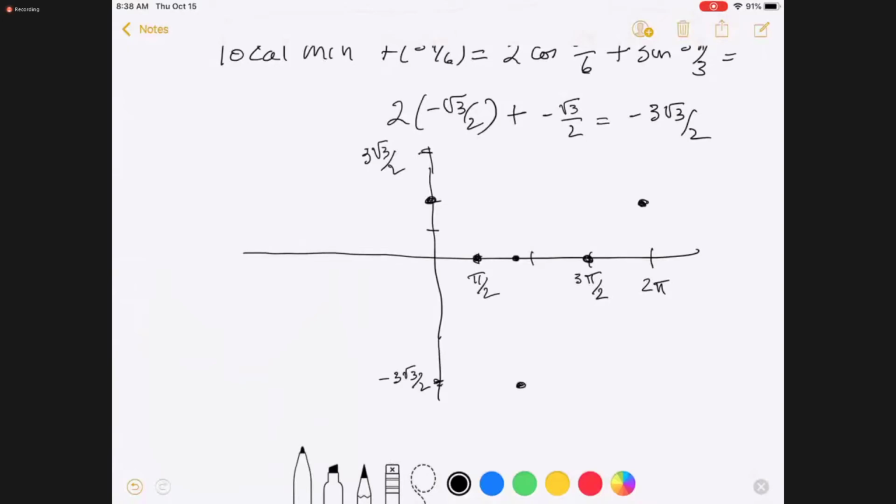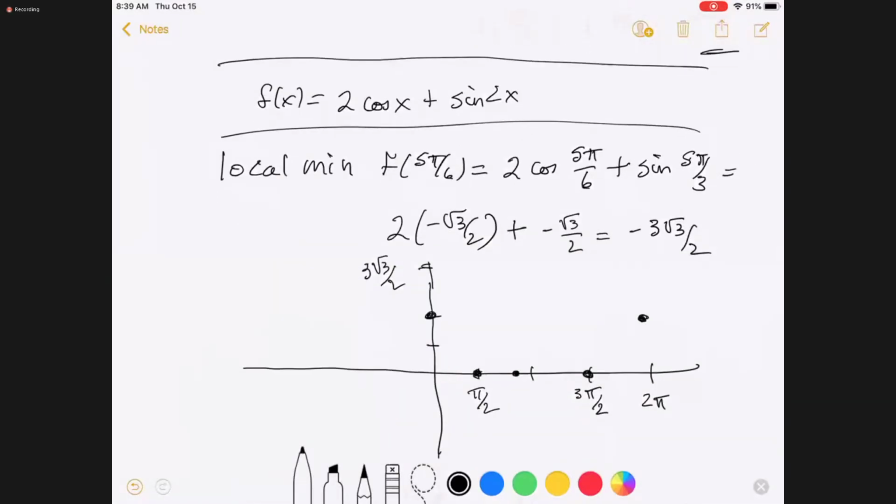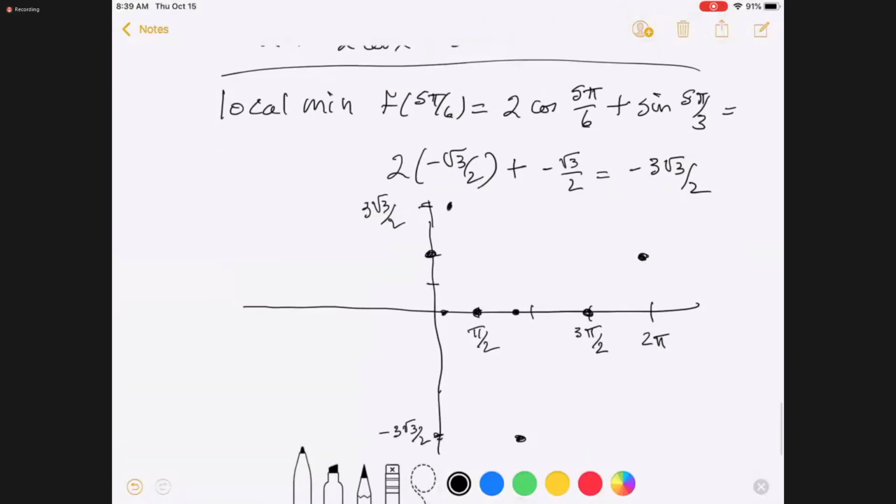So that's 5 pi over 6. That's right there. Okay, that was 5 pi over 6, and pi over 6 gave the local max. And that's right about there. So that's that. Okay, so the graph, now this point, that point, and that point, those are not intercepts.